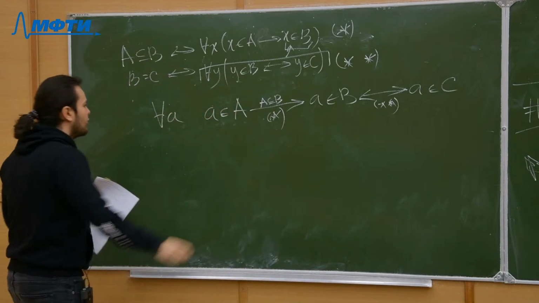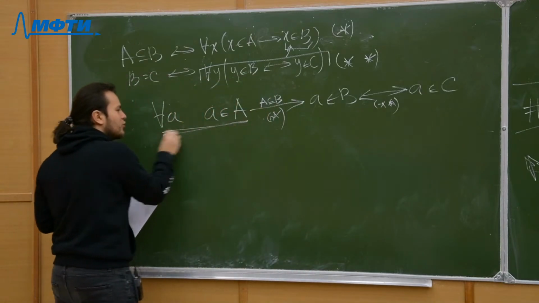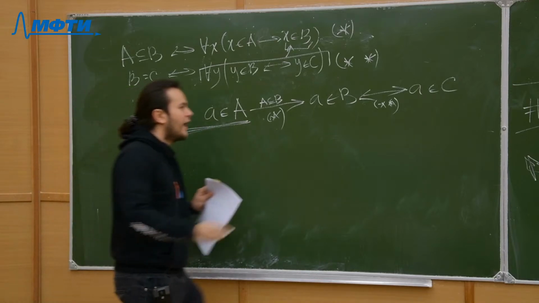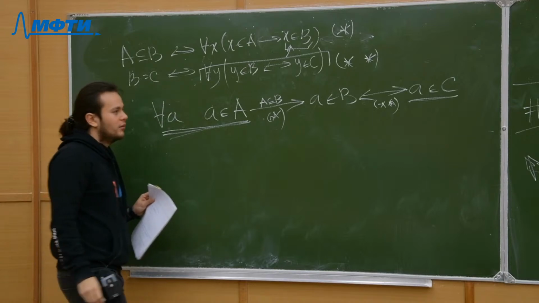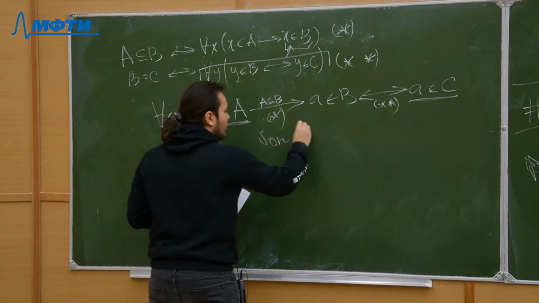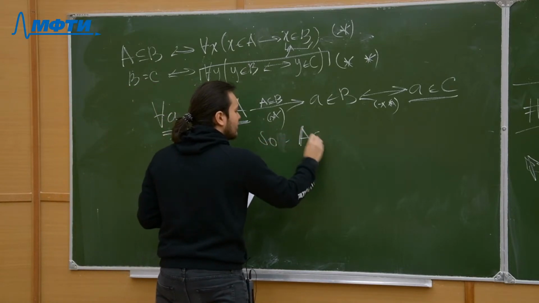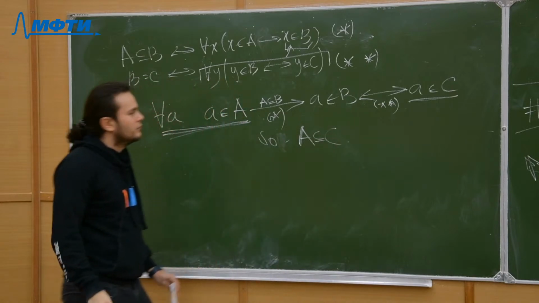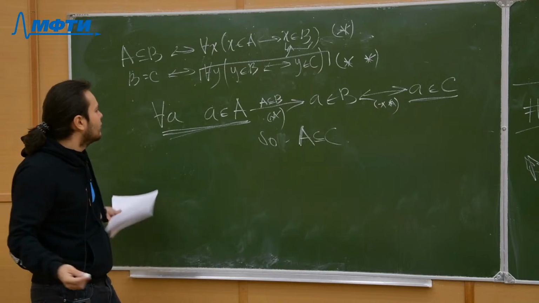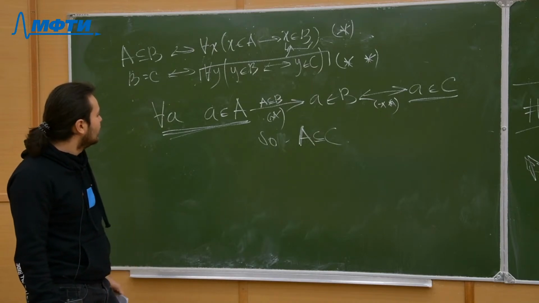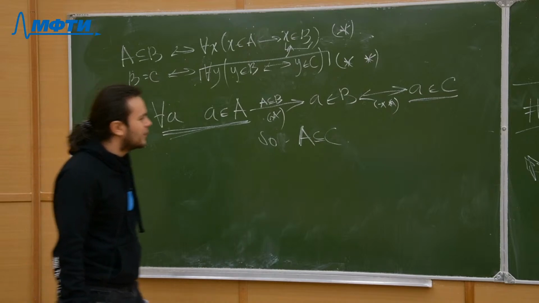So we obtain that for all a that belongs to A, a belongs to C. So A is a subset of C. Okay, and that's it. There's no more that we can prove here.